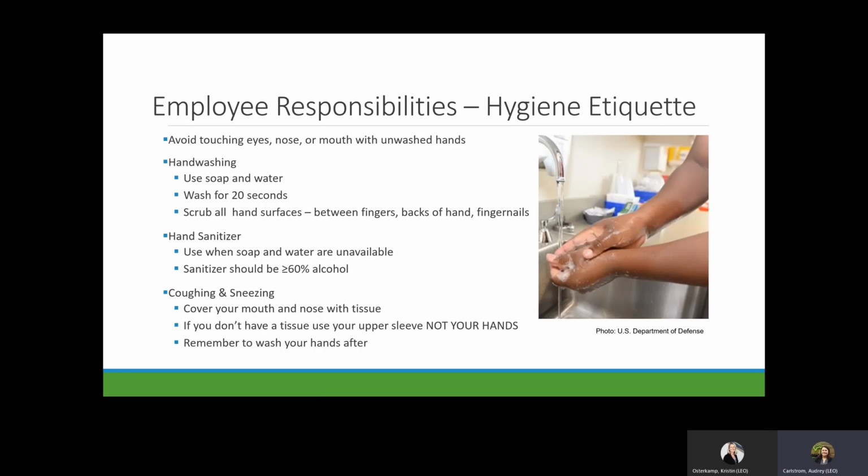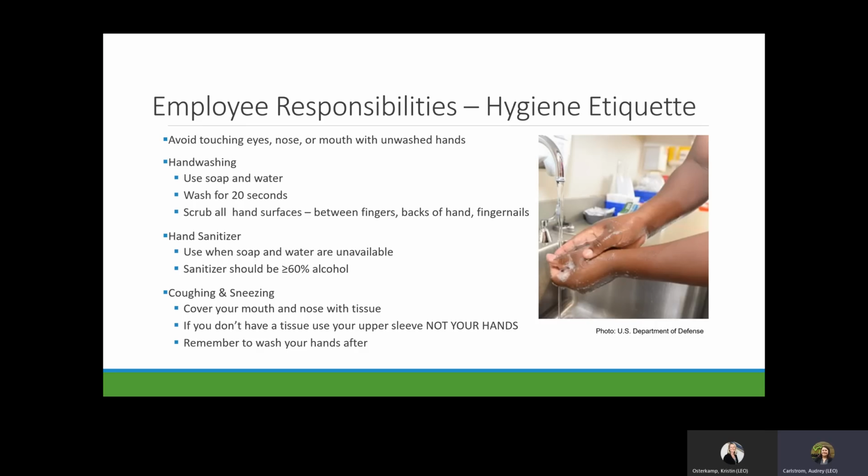Individuals can be exposed to the coronavirus through touching contaminated surfaces and then touching their eyes, nose, or mouth with unwashed hands. It is important to regularly wash your hands with soap and water for at least 20 seconds. The use of hand sanitizer that is at least 60% alcohol is recommended when soap and water are not available.